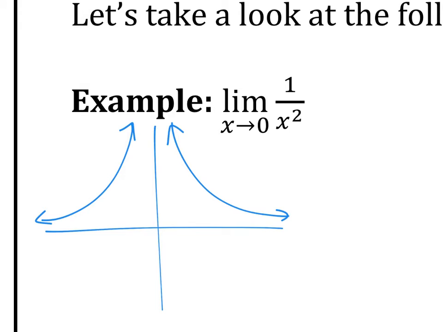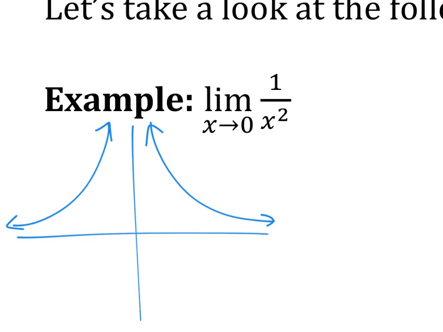So the question is, what is this limit as x goes to 0? Infinity, or does not exist, right? So either one is acceptable unless I tell you that I want it very, very specific. If I want you to tell me which direction, is it infinity or negative infinity, then you have to tell me which one. If I didn't specify, then does not exist is totally fine.